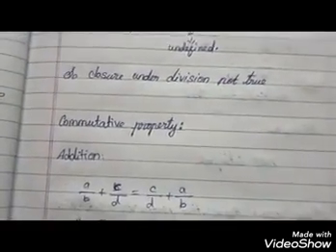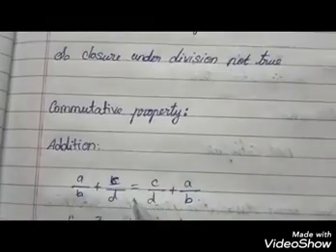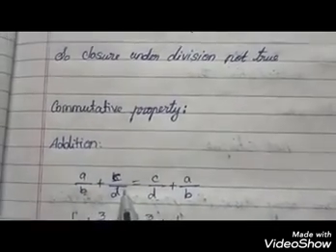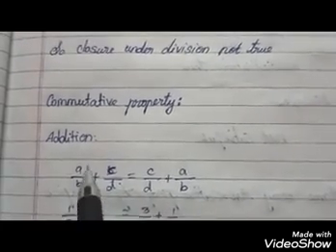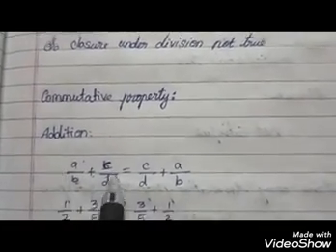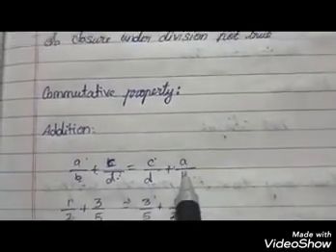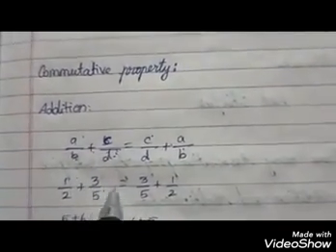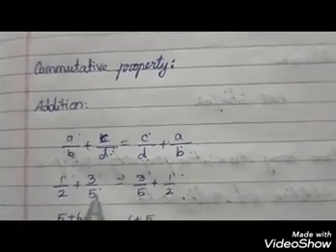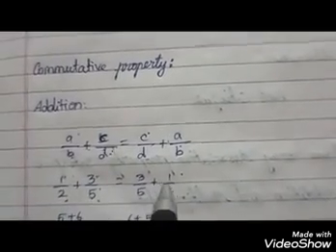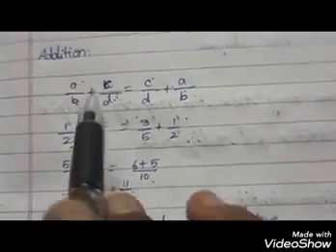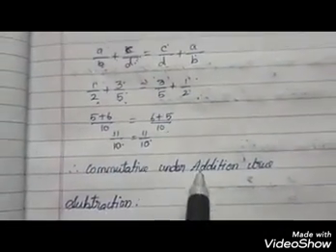Now we move on to the commutative property. Commutative property: the sum of two rational numbers can be replaced, that is also equal. For example, a by b plus c by d can be replaced by c by d plus a by b. So 1 by 2 plus 3 by 5, and 3 by 5 plus 1 by 2. Now you take cross multiplication. 5 ones are 5 plus 6 by 10, and 6 plus 5 by 10. So 5 plus 6 by 10, 6 plus 5 by 10, both we get 11 by 10. So the value is equal. So commutative under addition is true.